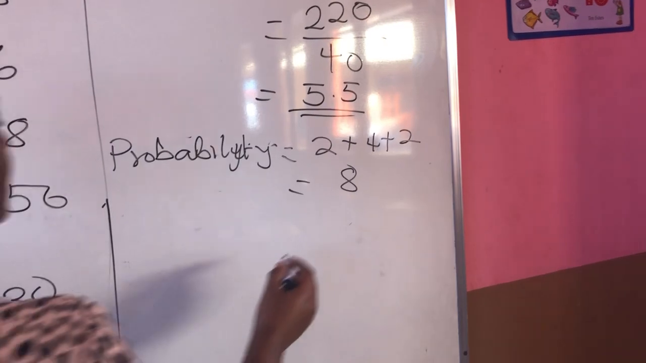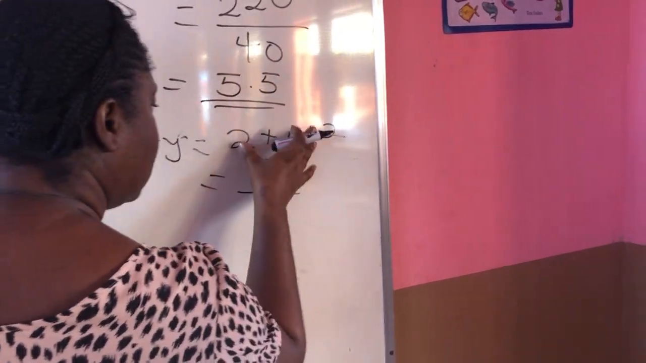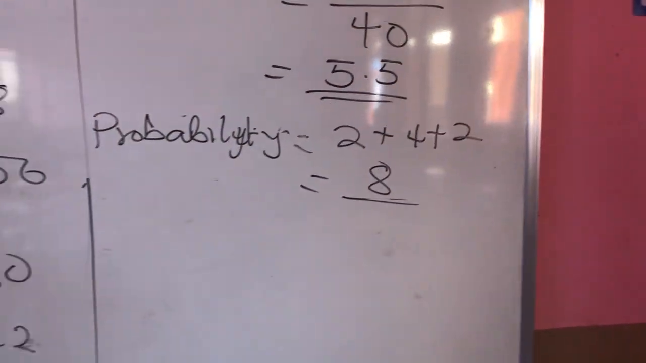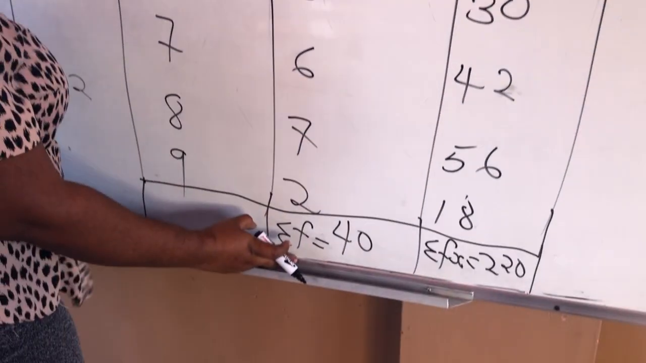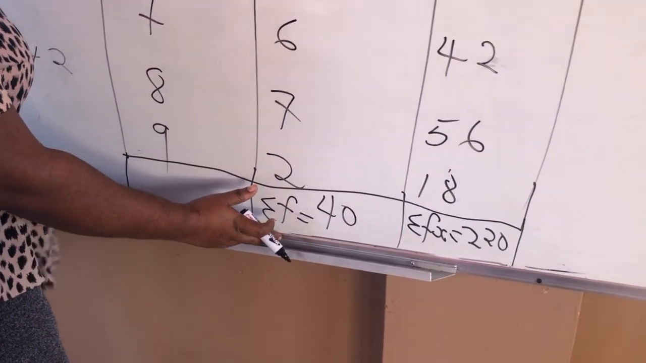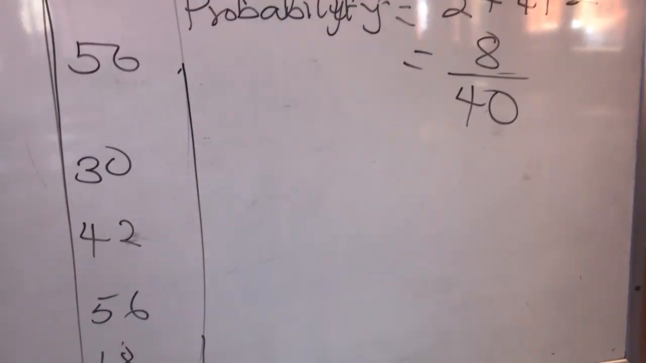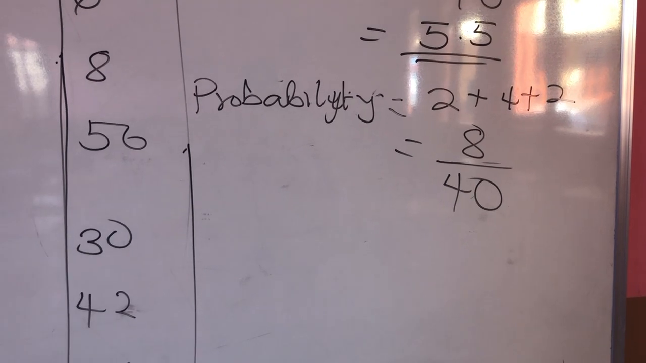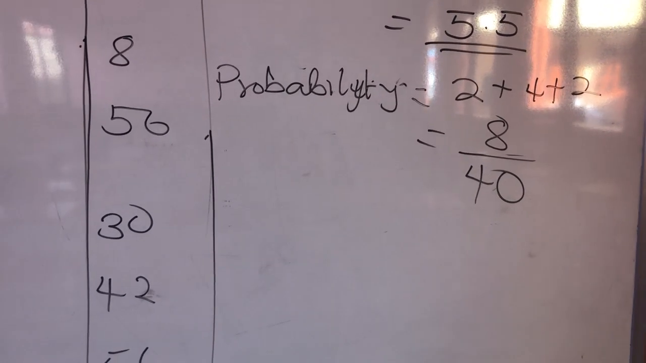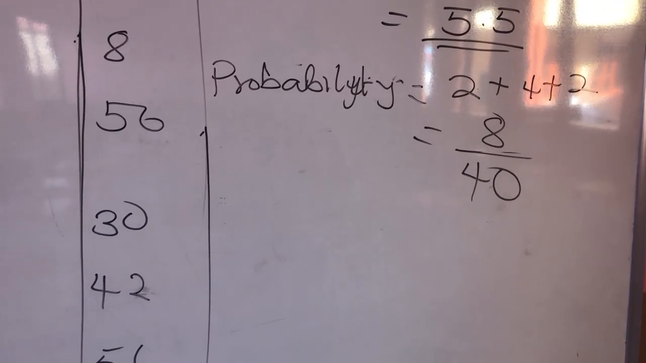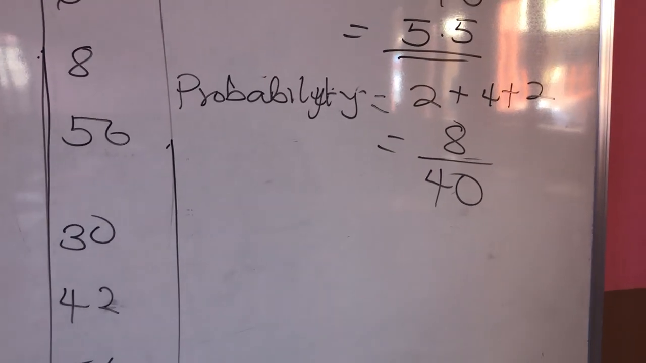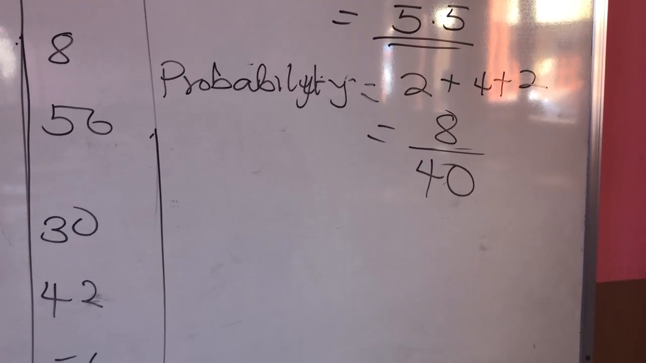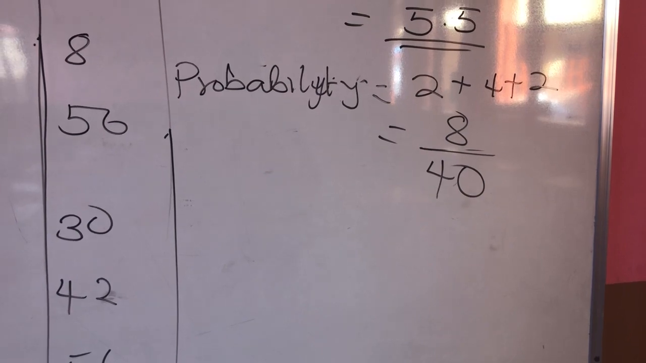Now, probability is the total number of people who failed over the total number of people in the class, which is 40. So it is 8 over 40. Okay, so that is the probability. So for those who failed, the probability is 8 over 40.